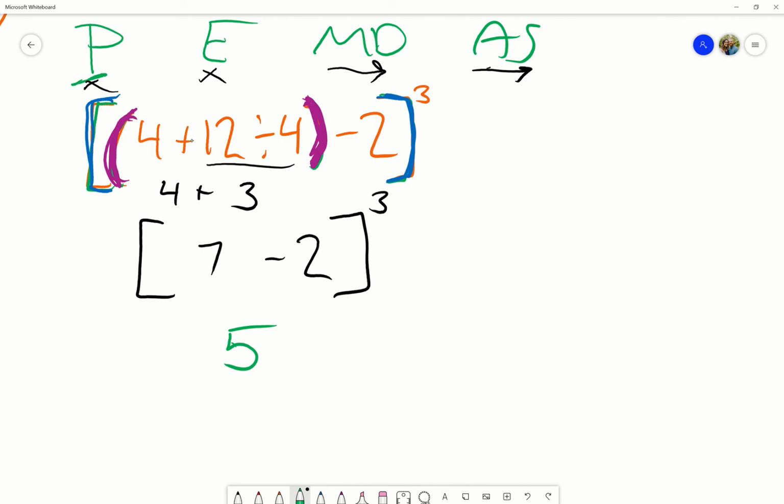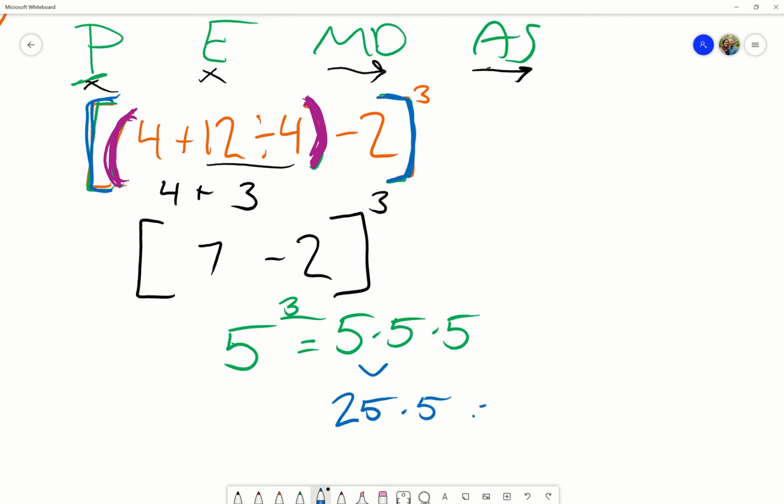And then I have 5 to the power of 3, which is the same thing as, we remember, 5 times 5 times 5. I have 3 times the number 5. I'm going to say 5 times 5 is 25, times 5, which is 125. And there is my solution with grouping.